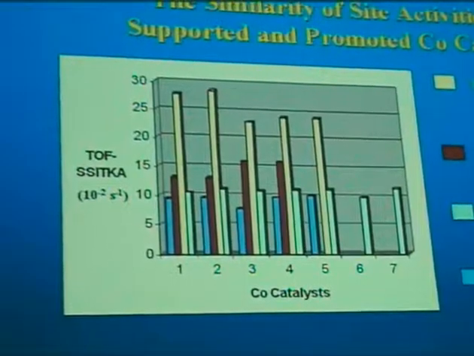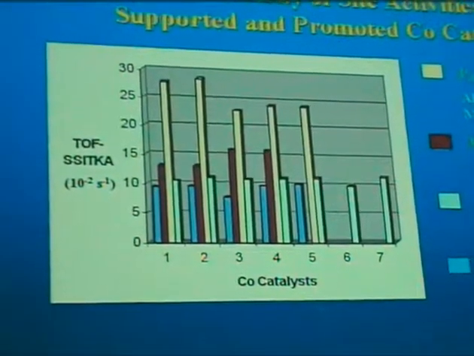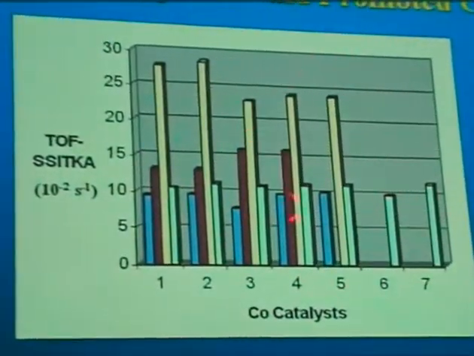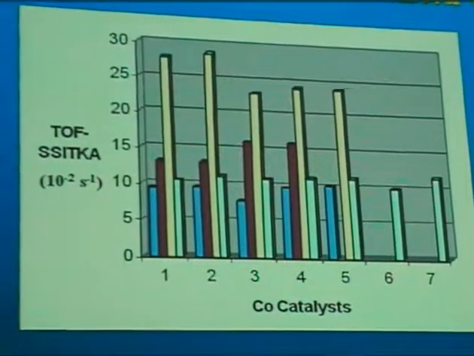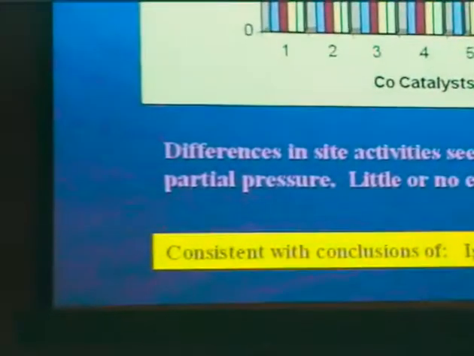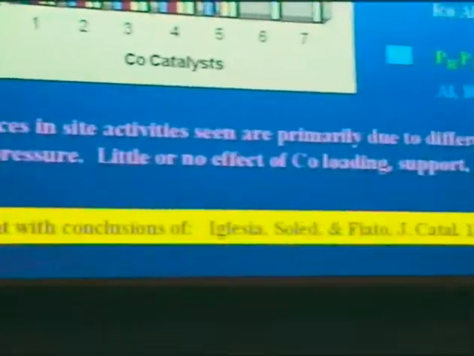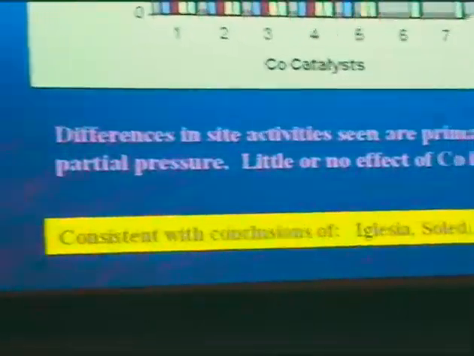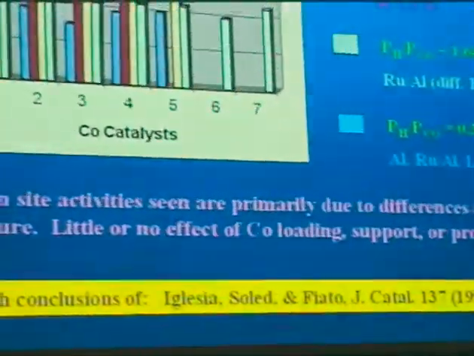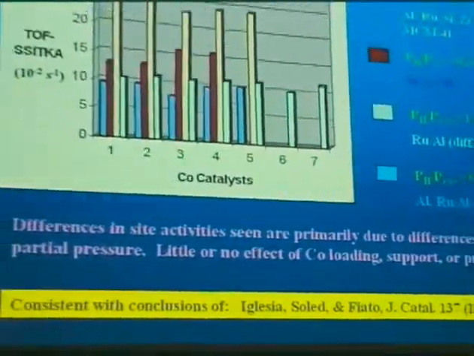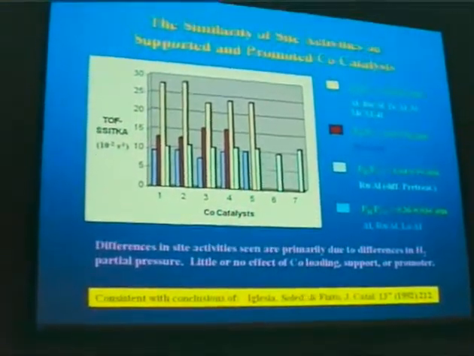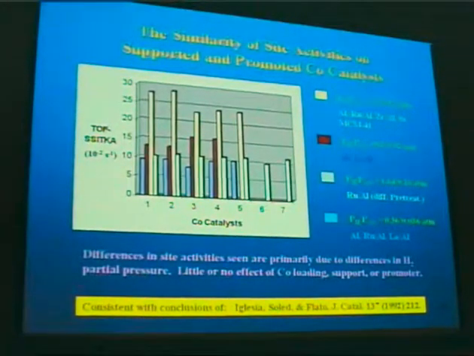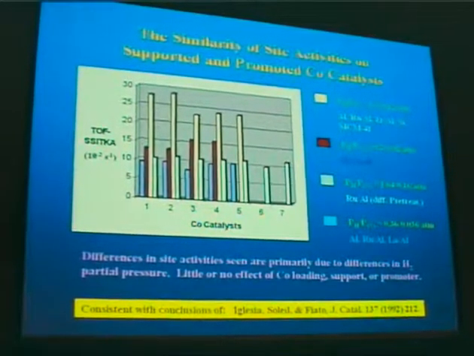So as you raise the partial pressure of hydrogen, you do bump that number up a little bit, and that's why you're getting some of this range here. So basically, in terms of differences in site activity, there are none for a wide variety of supports and promoters. This is not everything, not even close, but you get the idea at least.